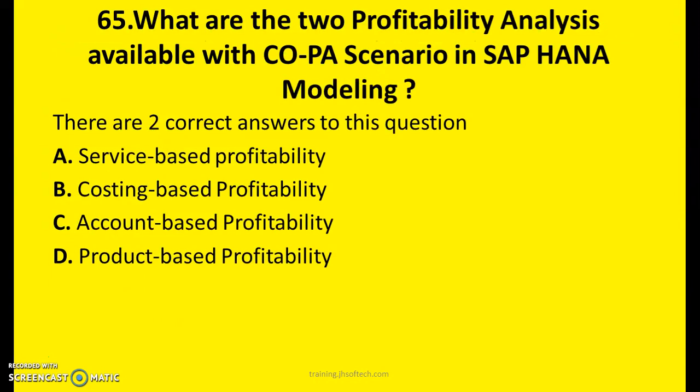65th question: what are the two profitability analyses available with COPA scenario in SAP HANA modeling? There are two right answers for this: A, service based profitability; B, costing based profitability; C, accounts based profitability; and D, product based profitability. The right answers are B and C, costing based profitability, and account based profitability.